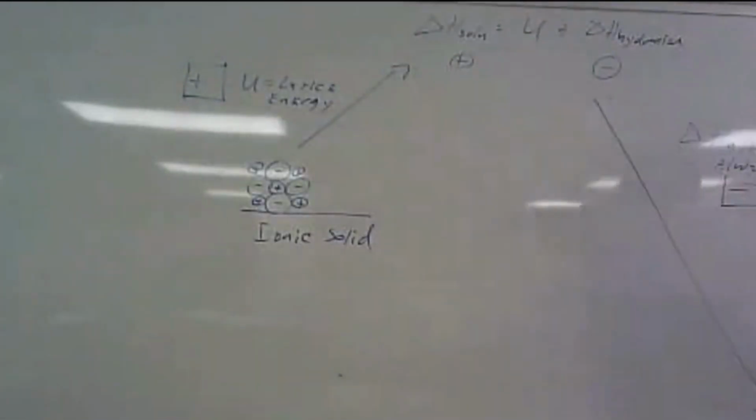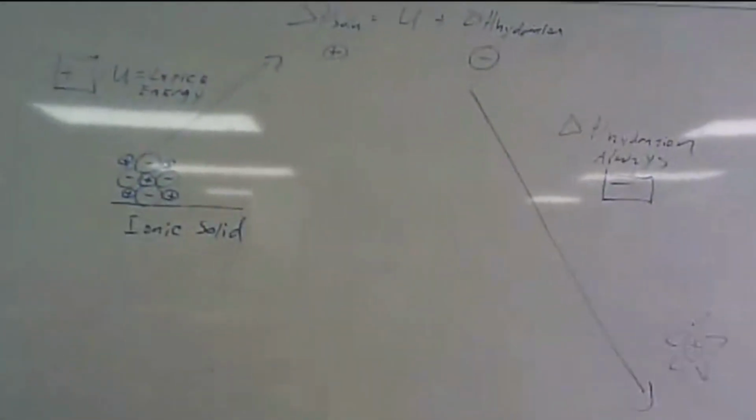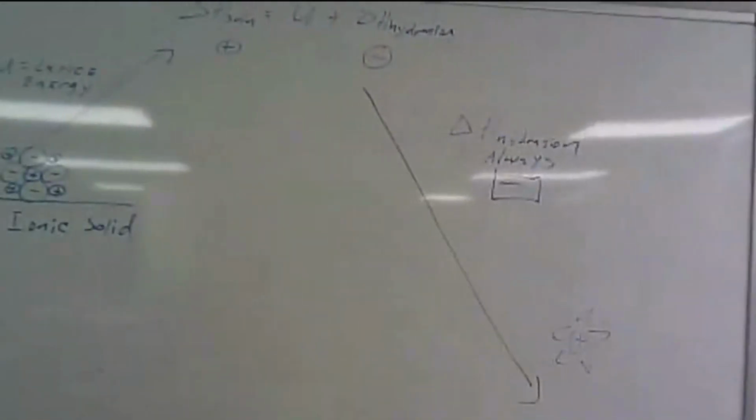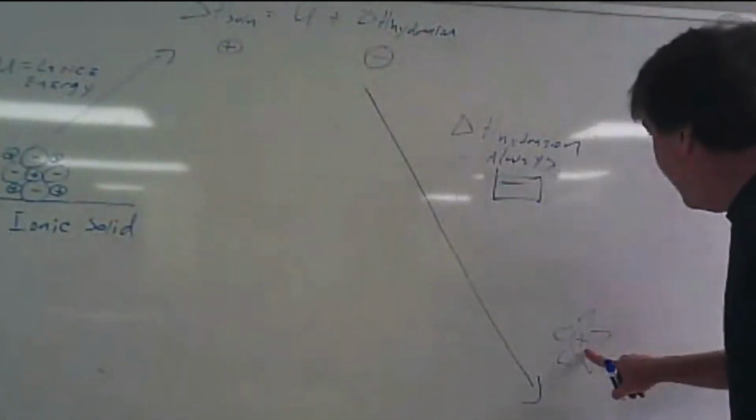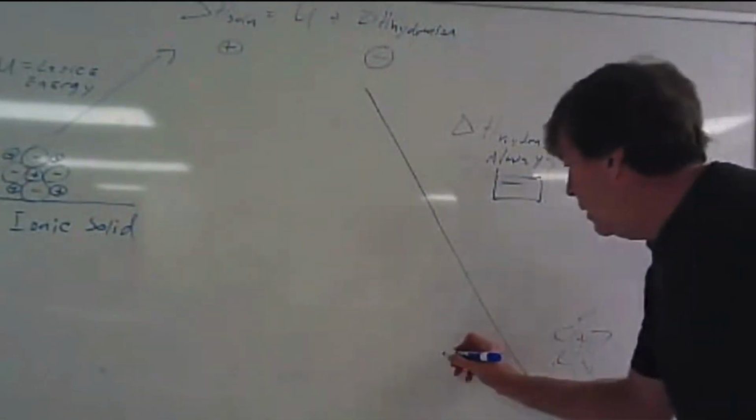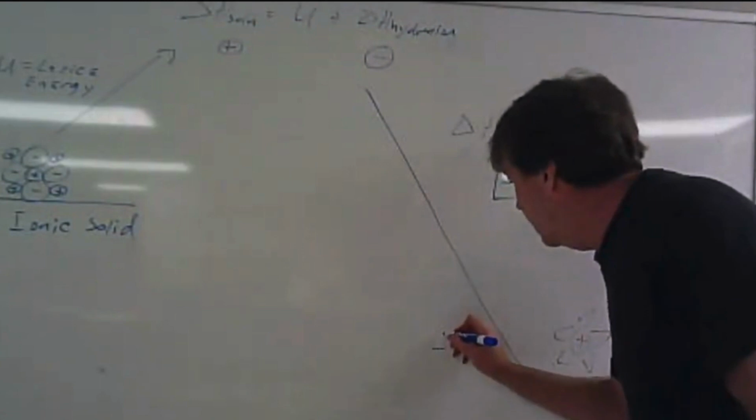Down here, we have hydrated ions. I'm going to draw just a couple of them. You would have to do this too. Make sure you can see that. You would have to show the proper orientation. Here's one of my ions that's hydrated with water. Here's the other one.